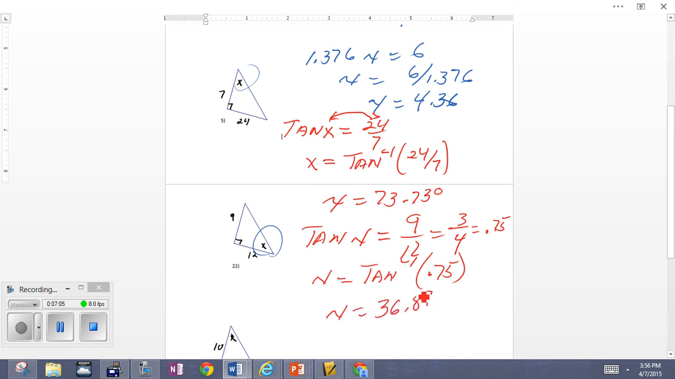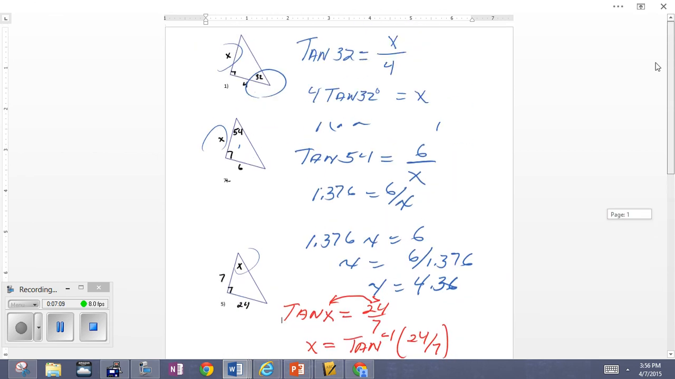So, in summary, when we're looking for the side, those are the problems done here in blue. We use the tangent. The tangent of the angle is set equal to the sides that we have and the one that we're missing. We use our calculator to find the tangent of that angle, then cross multiply and solve.